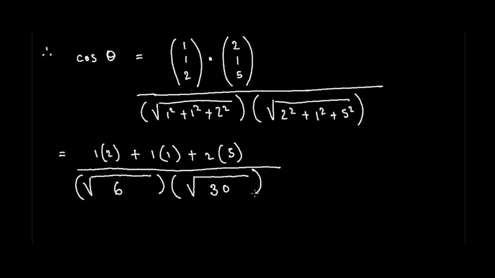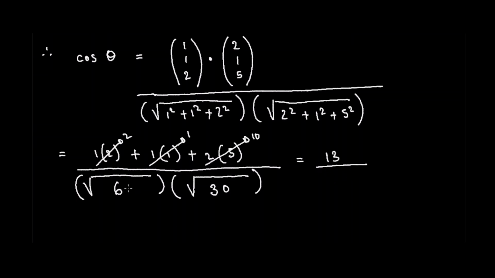Like this. So this is equal to 1 times 2 into 2. Then here 1 times 2 into 2, 1 times 1 into 1, 2 times 5 into 10. So 10 plus 1 plus 2 and what, 18 over.